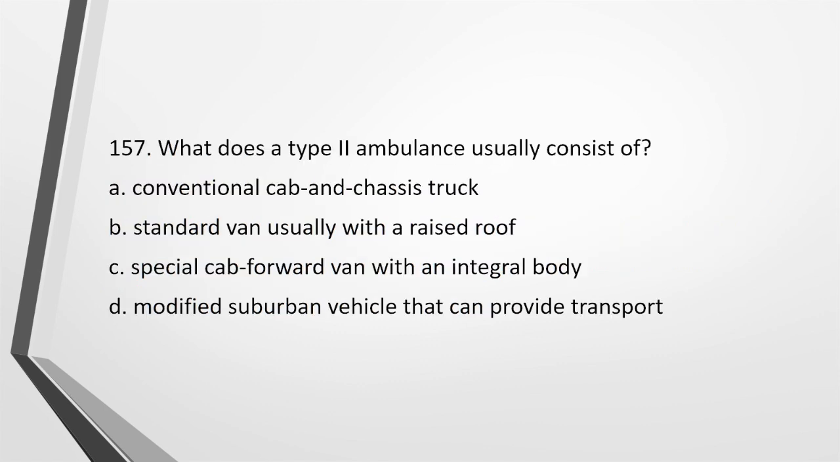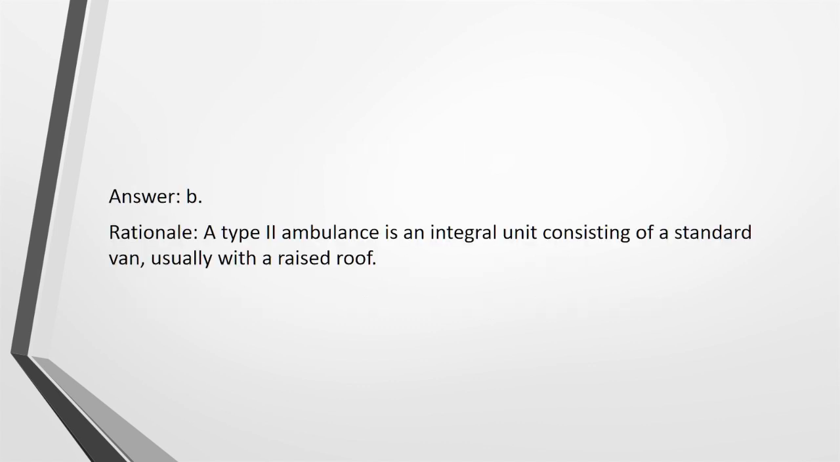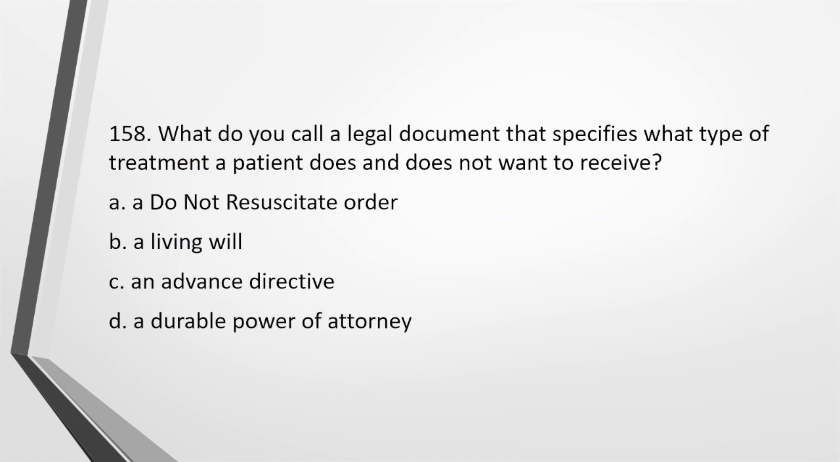157. What does a Type 2 ambulance usually consist of? A. Conventional cab and chassis truck. B. Standard van, usually with a raised roof. C. Special cab forward van with an integral body. D. Modified suburban vehicle that can provide transport. Answer: B. Rationale: a Type 2 ambulance is an integral unit consisting of a standard van, usually with a raised roof.